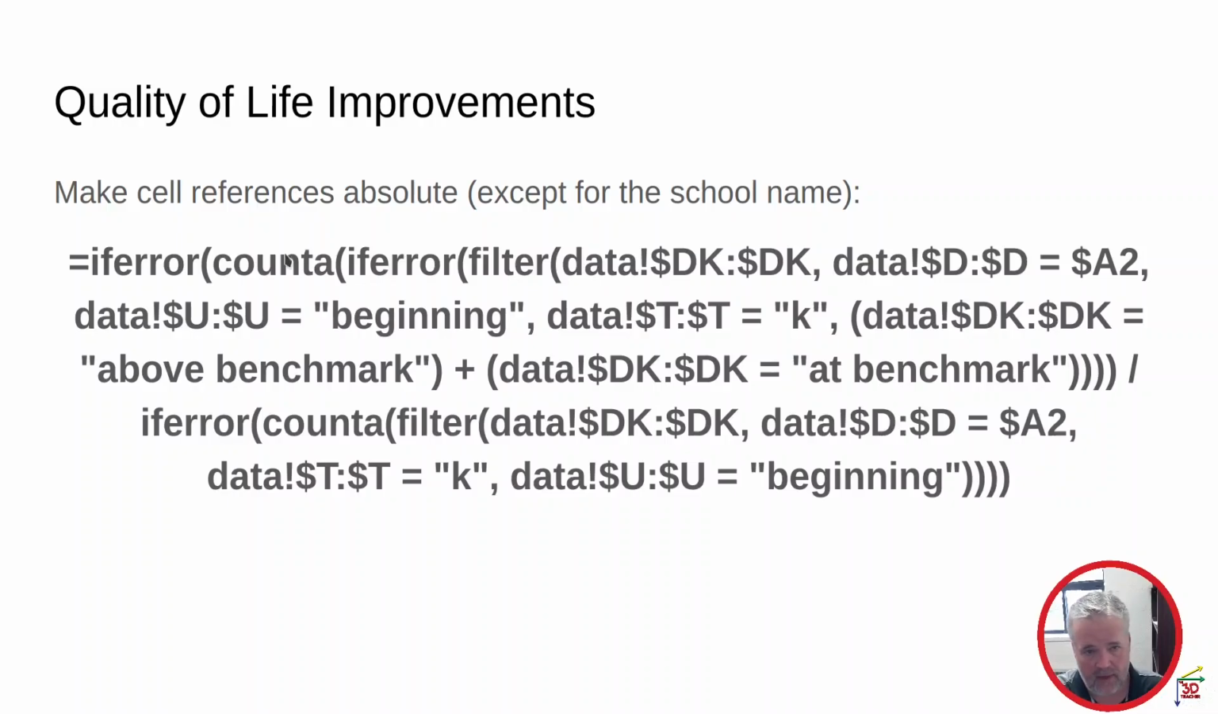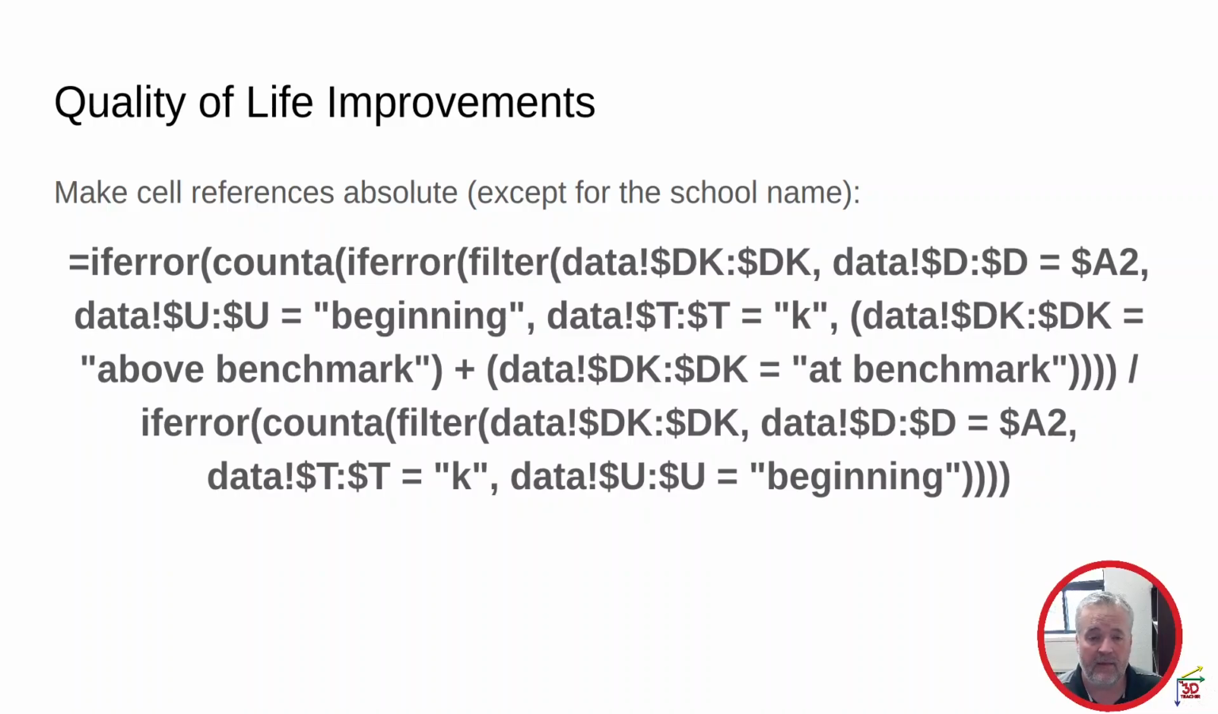And you want to be able to copy it to the right and then just change this beginning to middle. So you're going to change this beginning and the other beginning to middle, and that will give you middle of the year, and then change it to end, and that will give you the end of the year. And then you can copy down and change your grades, first, second, third, and then you can create all of those tables that we saw at the beginning.